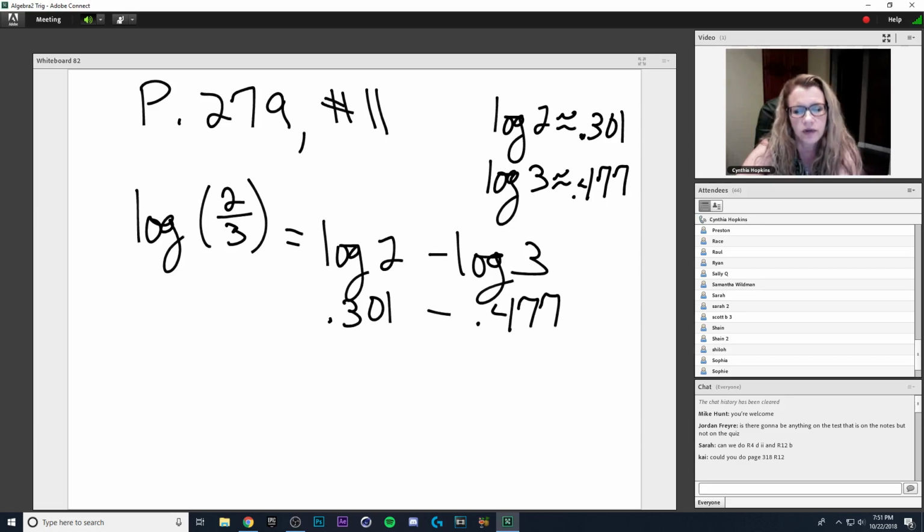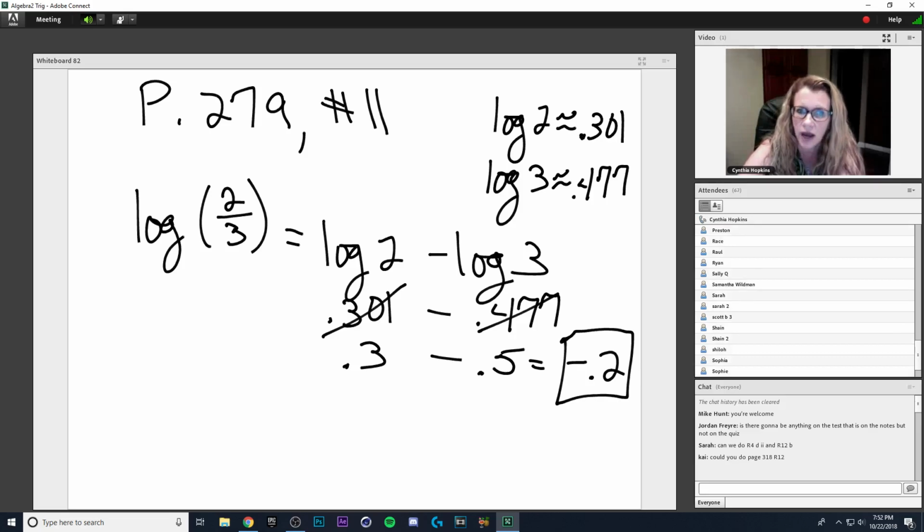Let me give you a different example because you're probably thinking, yikes, I have to subtract that without a calculator. Well, let's say on the test we told you that log of 2 was 0.3 instead, and that log of 3 was 0.5 instead. Now do you agree that shouldn't be that big of a deal to subtract? You would get negative 0.2, and that would be your answer. That's it, but you've got to know your properties of logs.